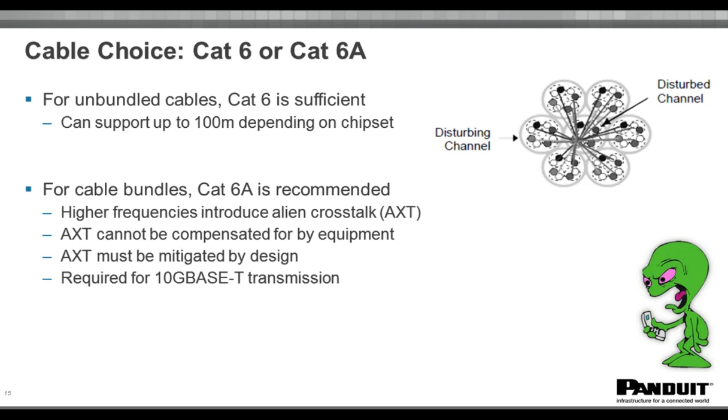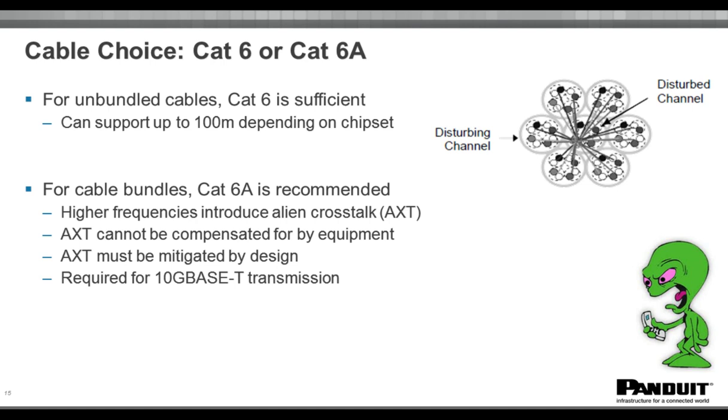So the first decision point you might come across is the cable choice and what category cable you might use. In order to support HDBaseT and AV over IP transmission, a Category 6 cable is perfectly acceptable for a single cable. When you start to bundle cables, you need to start mitigating the effects of alien crosstalk. This is required for higher frequencies that are common to Category 6A. Category 6A cables actually mitigate alien crosstalk by design. It cannot be compensated for by equipment.